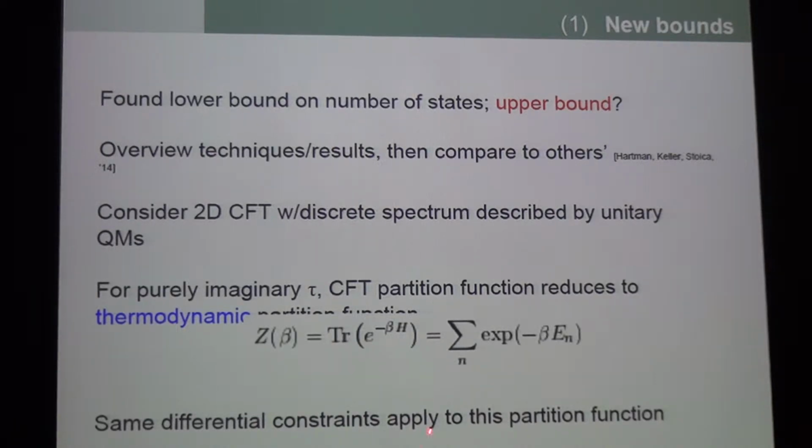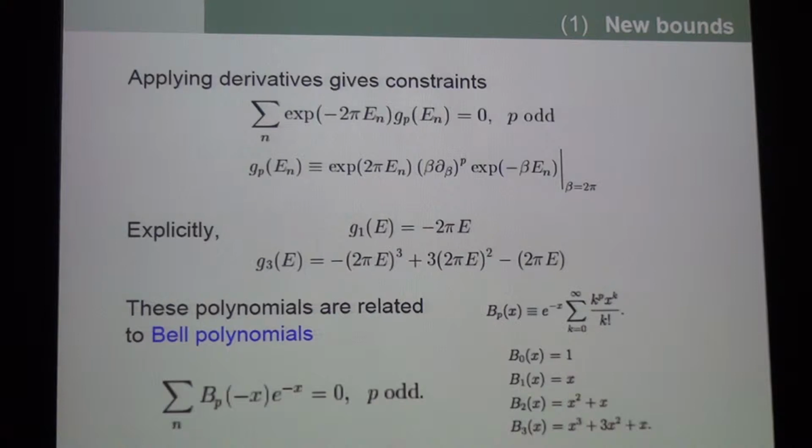We're going to consider nice 2D CFTs, discrete spectrum, unitarity. For purely imaginary modular parameter tau, these partition functions reduce to the thermodynamic partition function. I didn't introduce a degeneracy factor here, so I'm explicitly summing over all of the energies. Many of the terms in the sum are going to give identical contributions. That's fine, we'll just deal with it if we need to. Now, these differential constraints that we had previously used in the full bootstrap program are also going to apply to this simpler thermodynamic partition function. And that's nice. It's going to give us much easier to handle constraints.